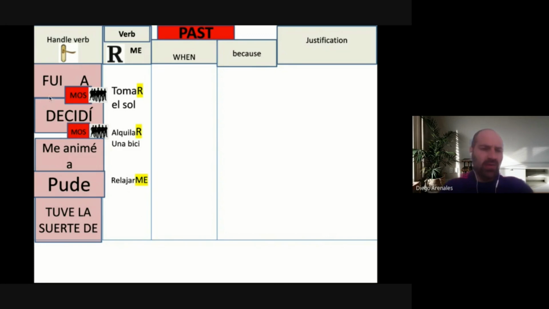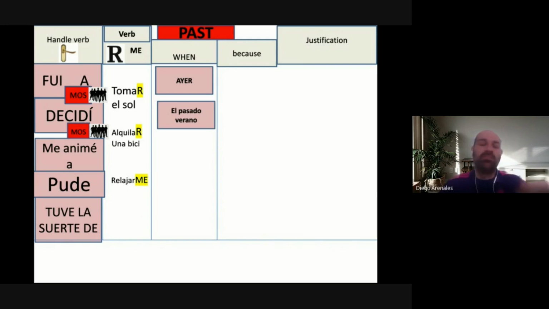I have another video with all these handle verbs on the channel, so you can have a look at that video if you want. But these 2 columns are the most important part of the frame. And as you can see, they're at the beginning, so you are actually using the past tense straight away. Then we can jump into the next column, which is when. You can express a past expression with ayer, yesterday, el verano pasado, la semana pasada, last week, or en el pasado, in the past.